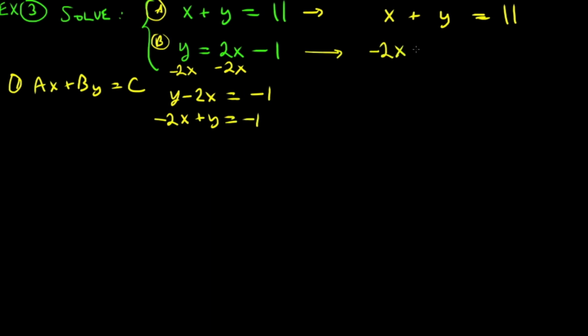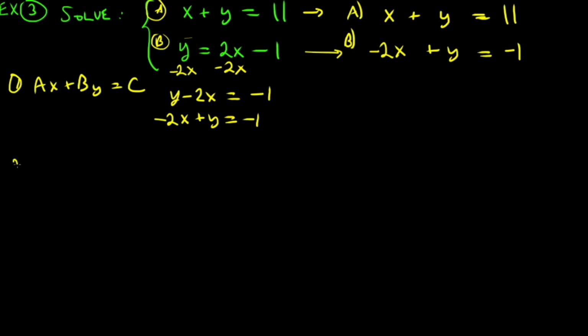So that's what goes on the left side, right? So this is still equation A. I left that alone. And equation B is negative 2x plus y equals negative 1 instead of y equals 2x minus 1. It's the same equation, just written in a slightly different way, right? Okay, so everything's lined up, right? The x's are lined up, the y's are lined up, right?